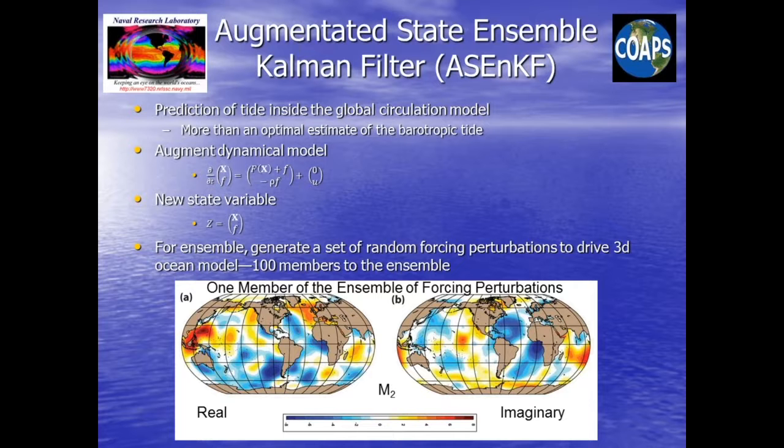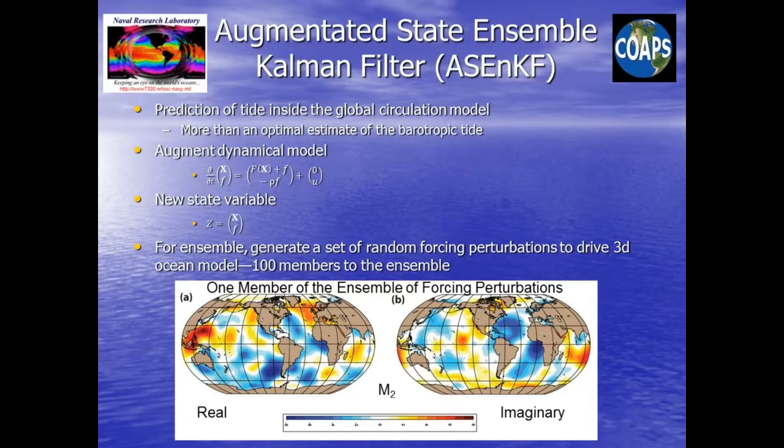So this is the augmentation. And remember I told you that I'm going to take the model and perturb it in some way. We had that pressure forcing term, which was g grad eta plus eta equilibrium plus eta SAL. And I'm going to put an additional eta perturbation into that. This is one of the perturbations that I have.